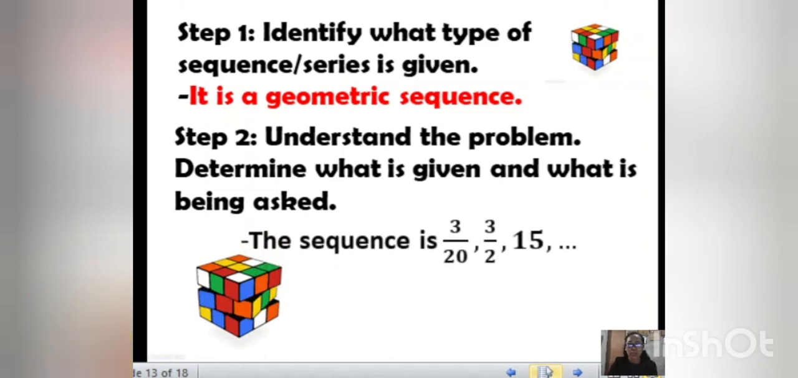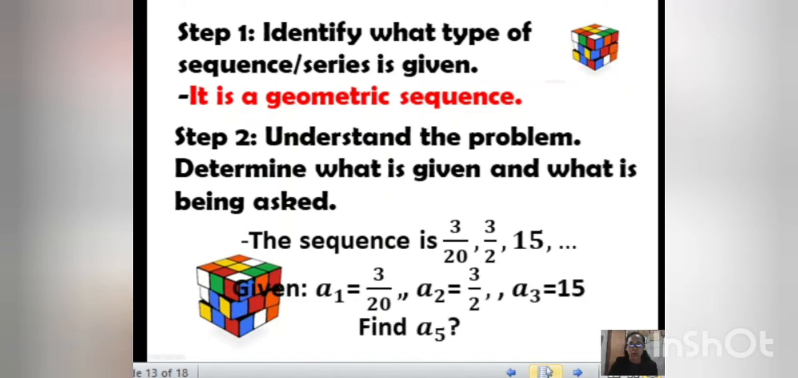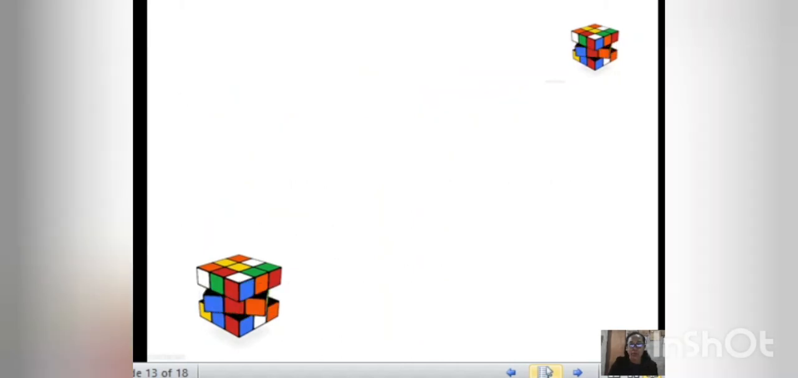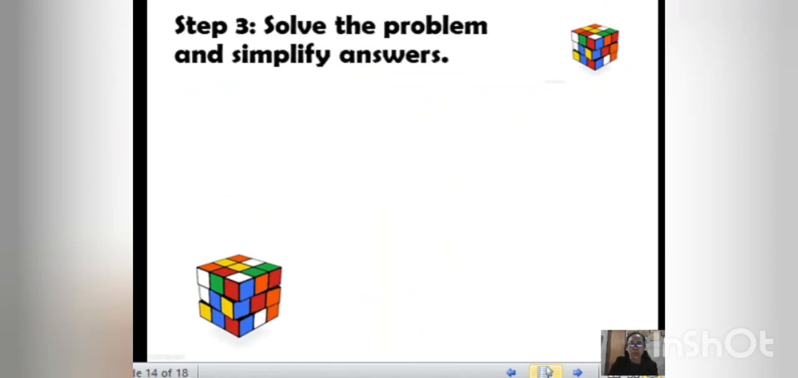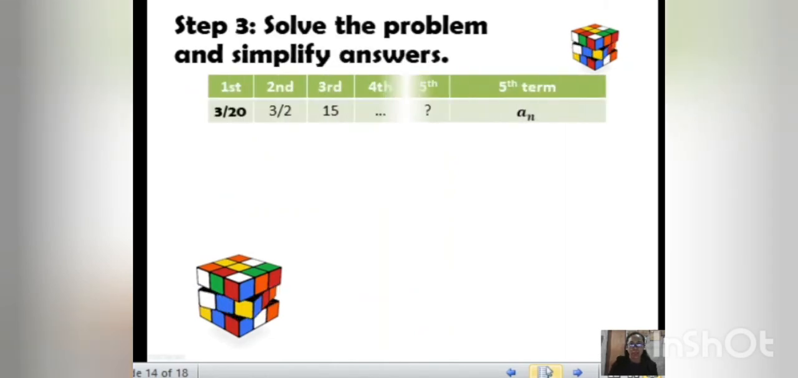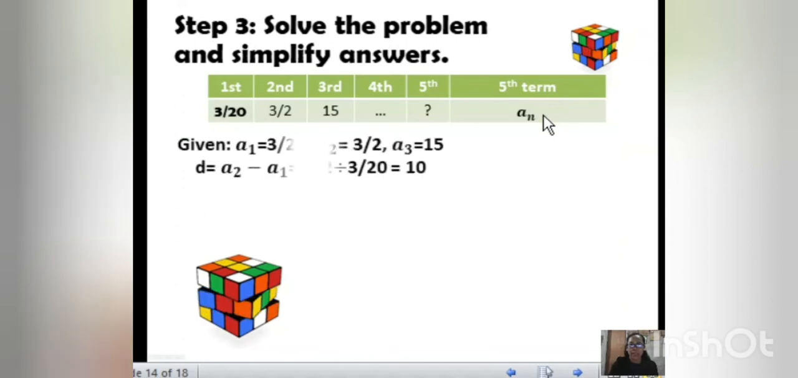So the sequence given is 3 over 20, 3 over 2, 15, and so on. So given, your first term is 3 over 20, second term 3 over 2, and then your third term is 15. So we will find a sub 5, or your fifth term. Step 3, solve the problem and simplify your answers. So we have here your first term is 3 over 20, second term is 3 over 2, third term is 15. We will now find your fifth term or your a sub n.